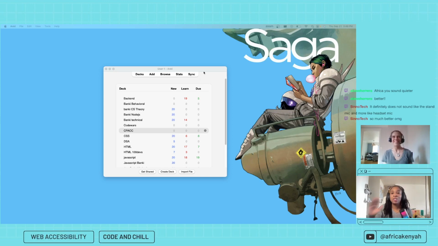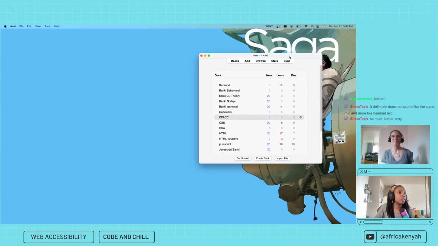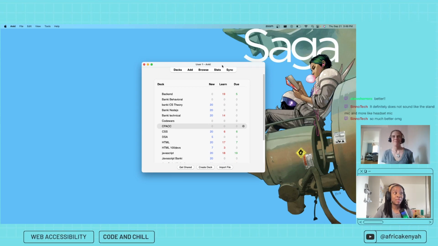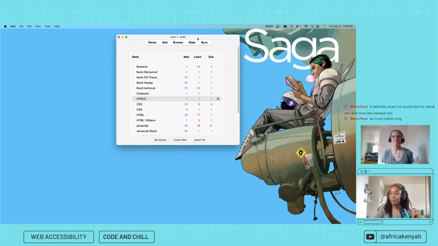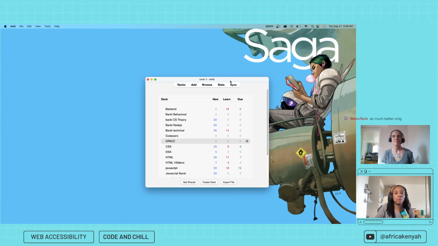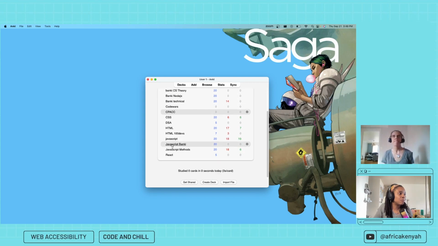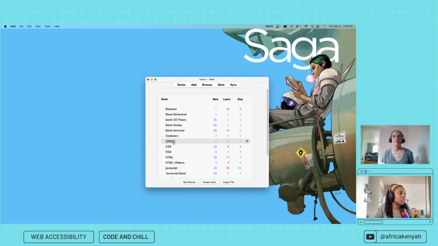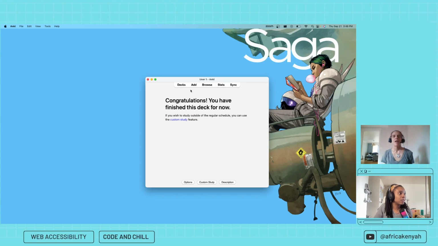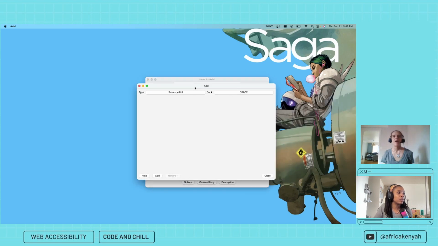So, I just wanted to show y'all what we're using. If you're here with us and you want to follow along, you can. What I'm going to be using to take notes myself is Anki. You can download Anki. This is like a virtual card system, and I have a bunch of different decks. And here's my CPACC deck, and I'll be adding questions to it.